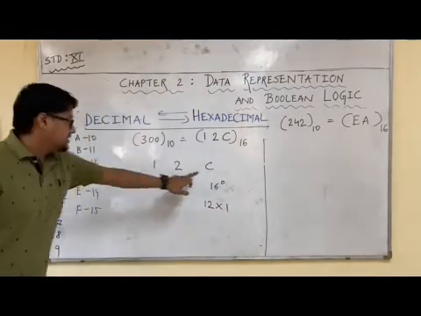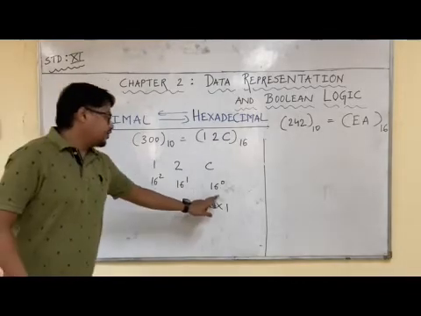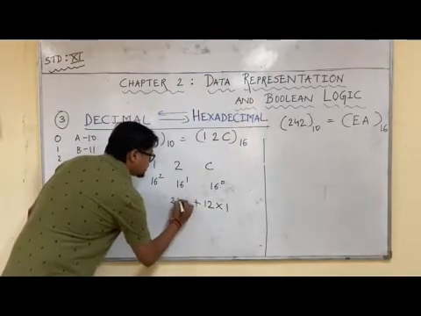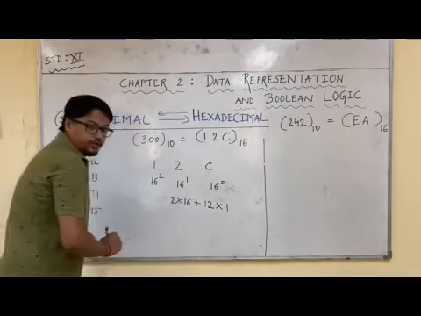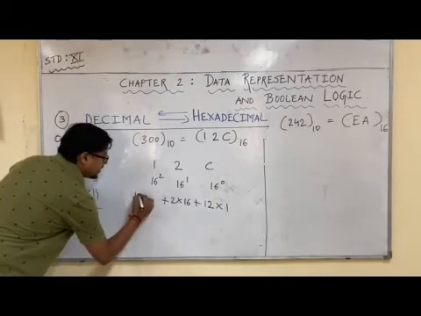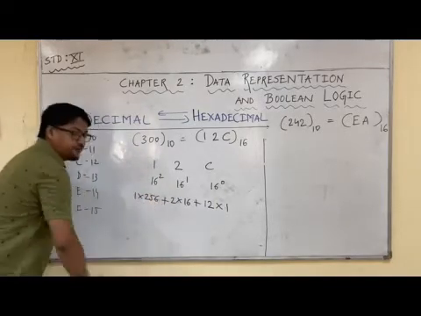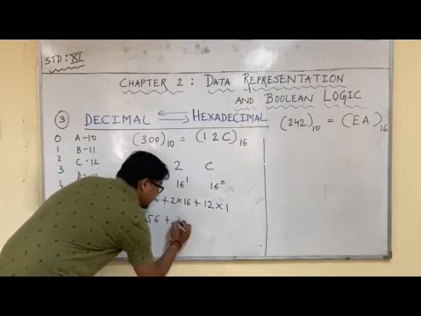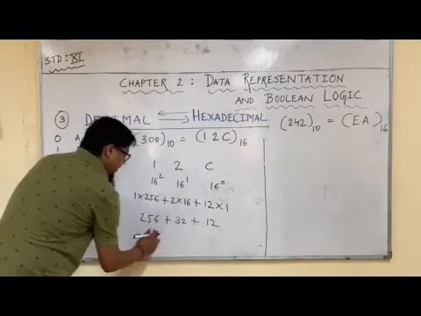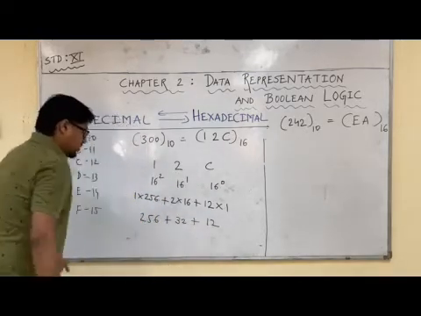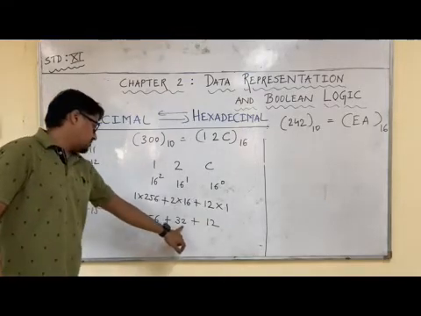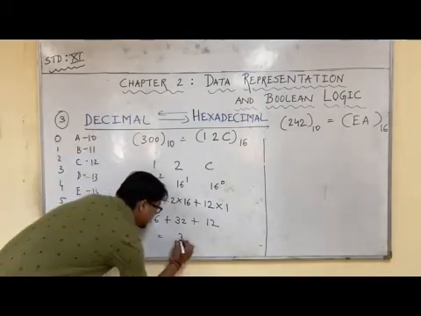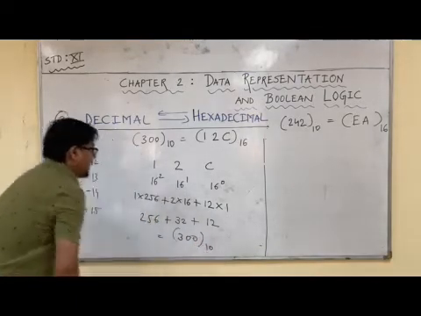I hope you are clear. C means 12. 16 to the power 0 means 1, so we will write like this, plus 2 into 16 to the power 1, which is 16, I hope you are understanding, plus 1 into 16 square, which is 256. So 256 plus 32 plus 12 ones are 12. So this will be 256 plus 32, that is 288, plus 12 is 300. So we are getting our answer back in decimal.